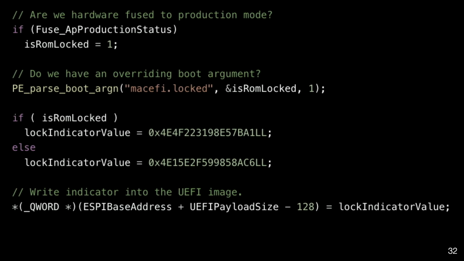The EFI Manager checks to see whether the T2 has had its production mode fuses blown, and depending on the state of that and an overriding T2 boot argument, it writes one of two 64-bit indicators into the loaded UEFI firmware image. What these indicator values actually do is yet to be fully understood, but at the moment that the firmware is being provided to the actual system, it invalidates its own cryptographic signatures.